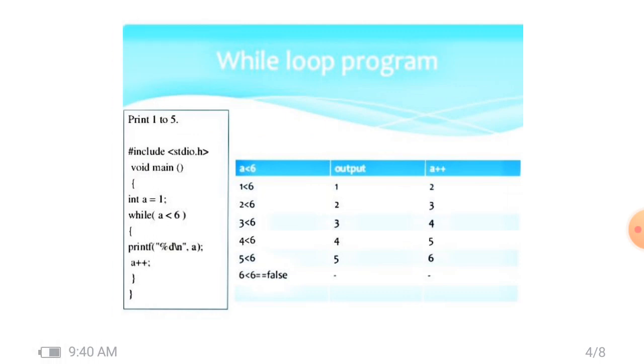Next is a while loop program. This is an example of while loop. Consider #include <stdio.h>, void main. Main is our main function. int a = 1. While a is greater than 6, then printf %d and a. Next, a plus plus.